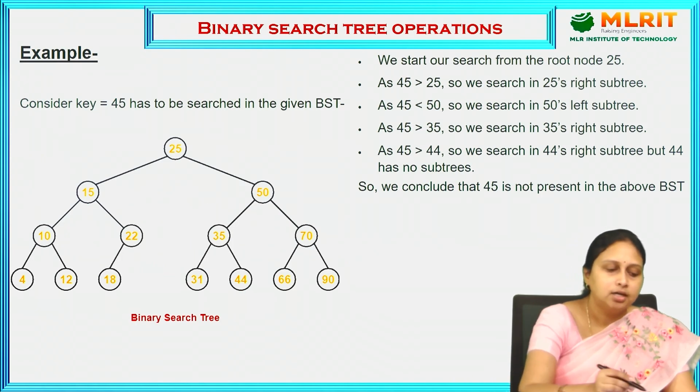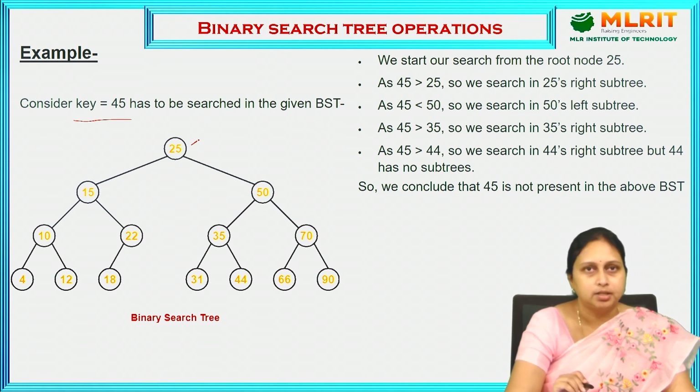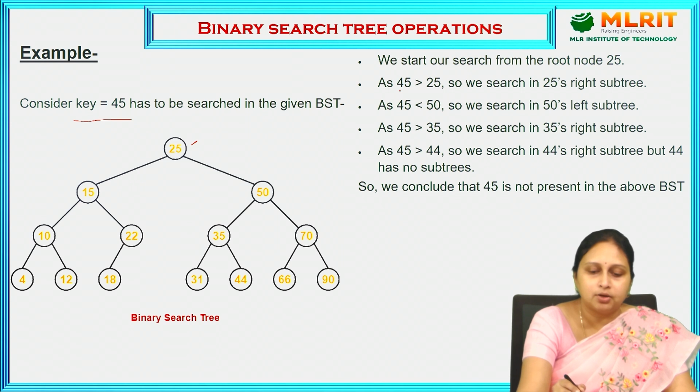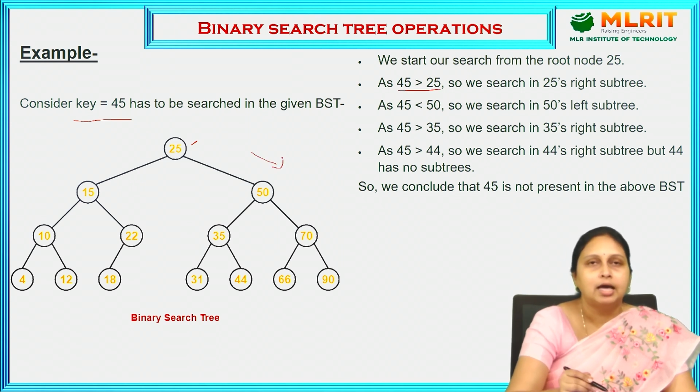Now check. Consider the key element 45 to be searched in the given BST or not. What is the procedure we need to follow? First, we need to check with the root node. Is the key value 45? No. Now we need to check whether the key value is greater than the root node or less than the root node. The key value is greater than the root node, that is, 45 is greater than 25. That means we need to go for the right subtree.